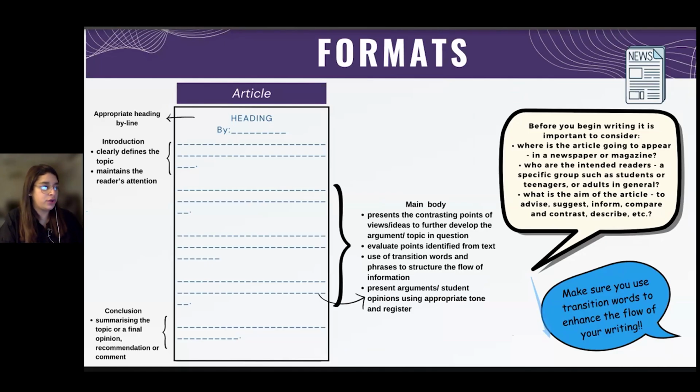My article is obviously going to require a heading. You may be given a heading within the question. If you're not given a heading, you may give it yourself, but you have to, it's part of the format. So you give an appropriate heading followed by a byline. A byline is where you mention the name of the author.